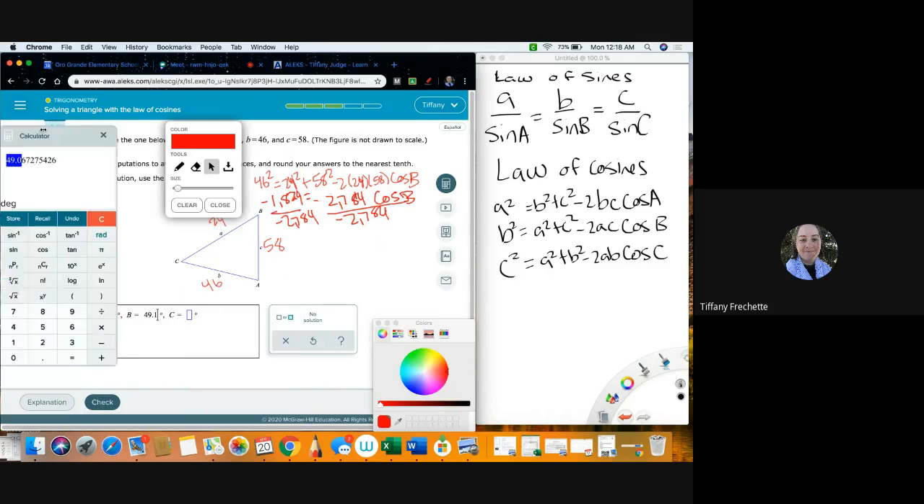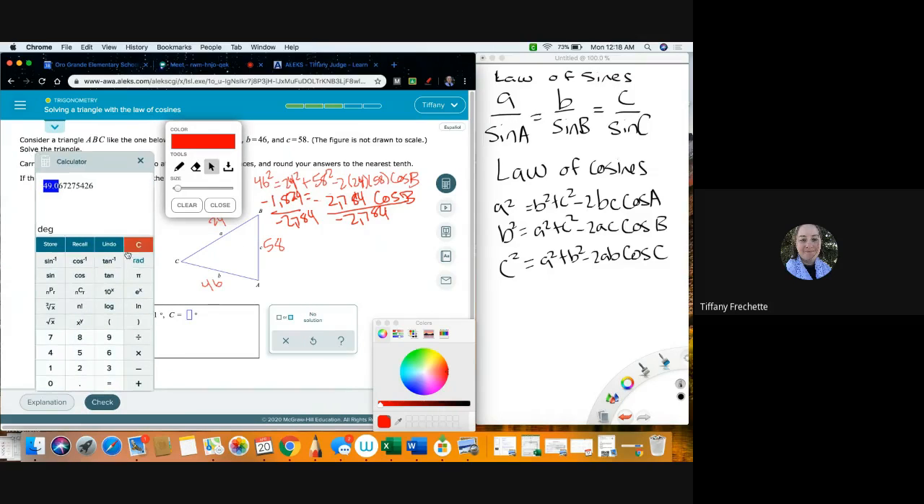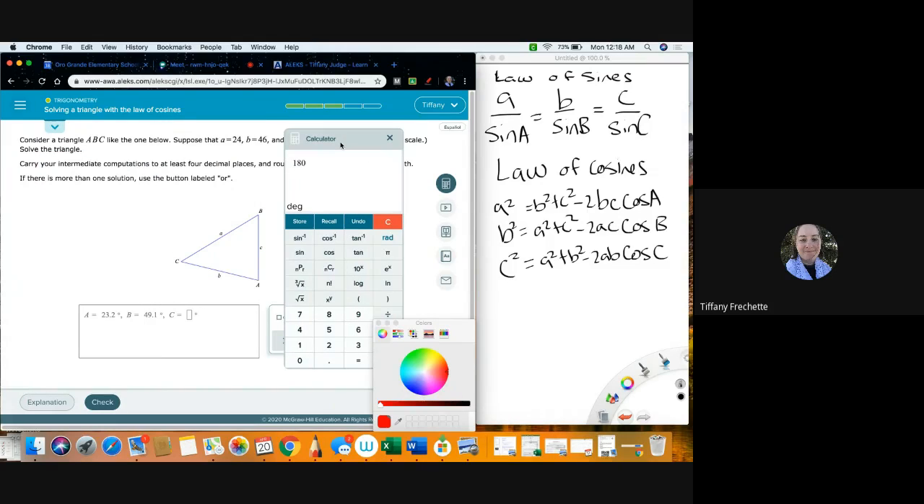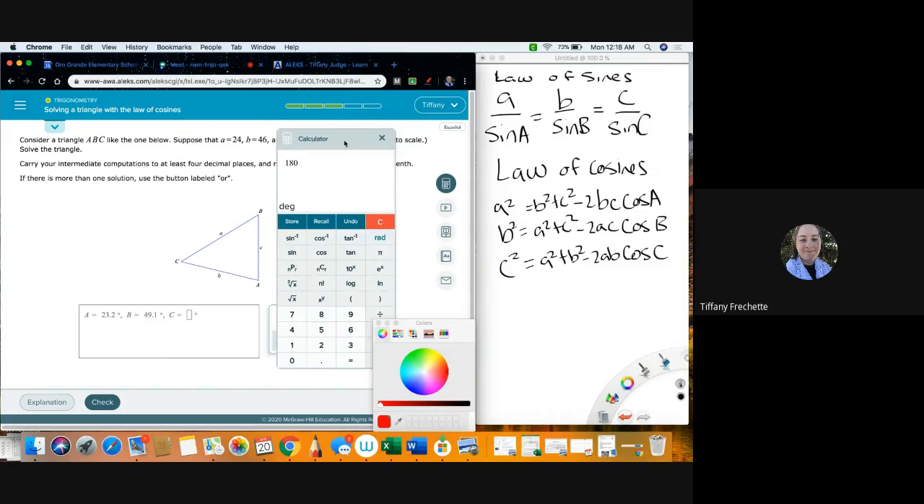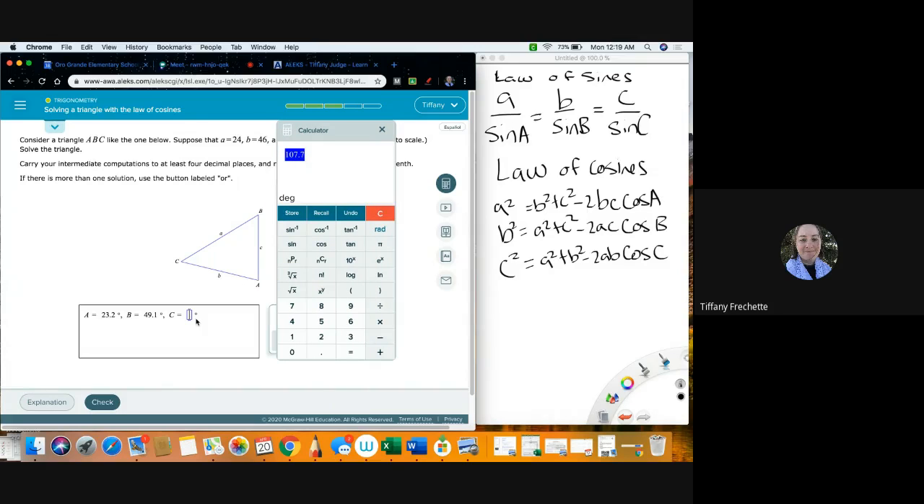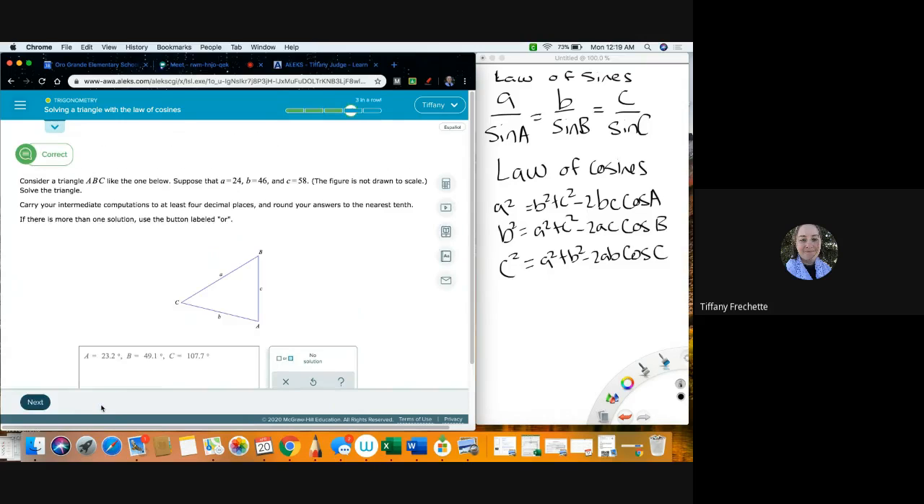So let's go ahead and use the law of sines real quick, just to see. I'm going to clear all this and close the pen so I can scooch this over here. So I have 180 minus, I'm going to subtract the angles I have right now, 23.2 minus 49.1, and that gives me 107.7. So let's see if it takes that one. It did. All right, we finished that one. That was definitely a long one. Good job.